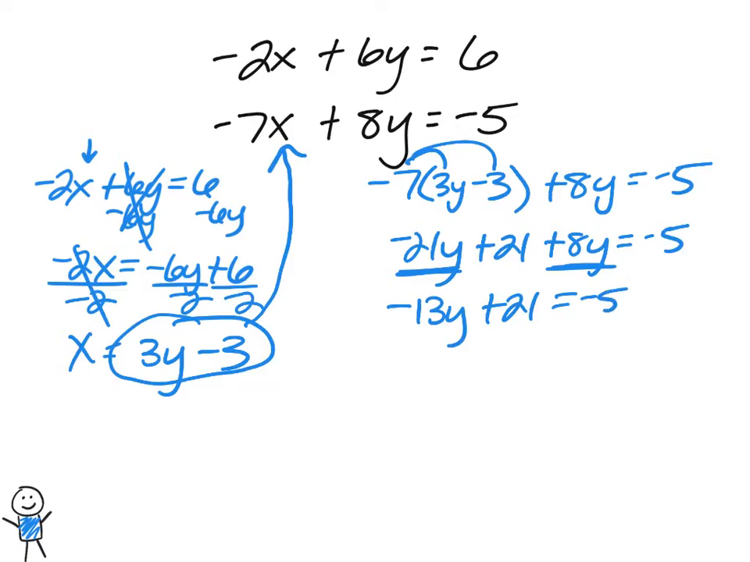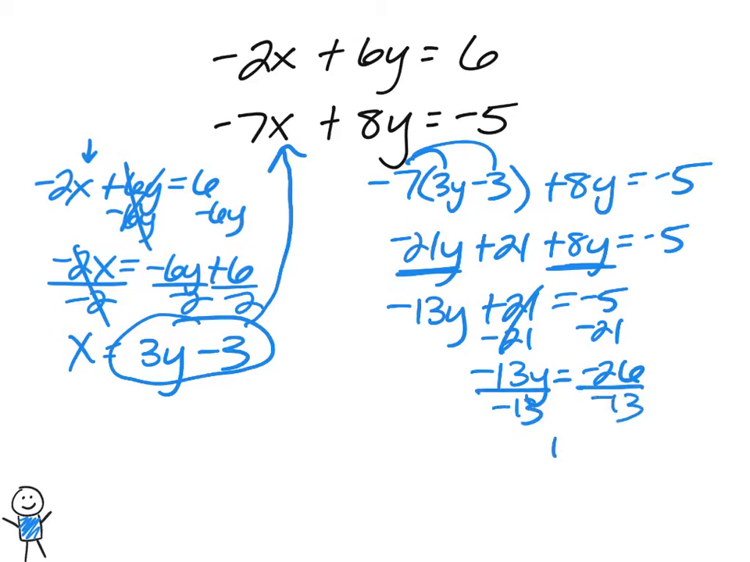Continuing to solve, we'll subtract 21 from both sides, leaving me with negative 13y equals a negative 26. And the last step, we'll divide both sides by negative 13, giving me a y value of a positive 2. And remember, this is half of your answer. The y value is 2. We've still got to go back and find the x value.